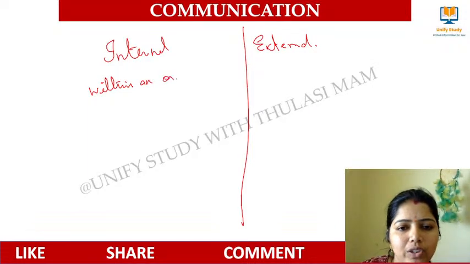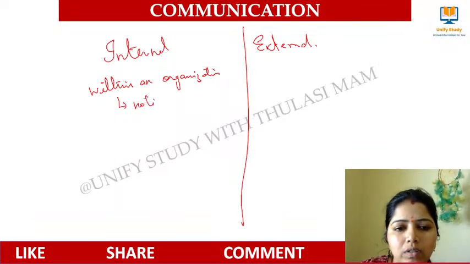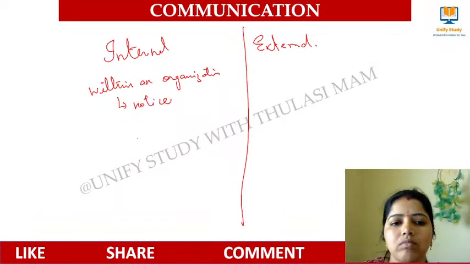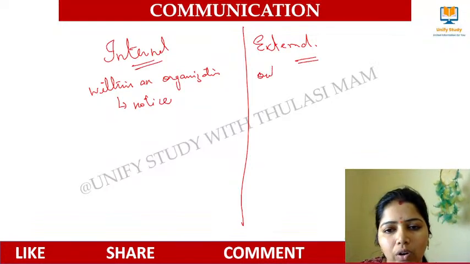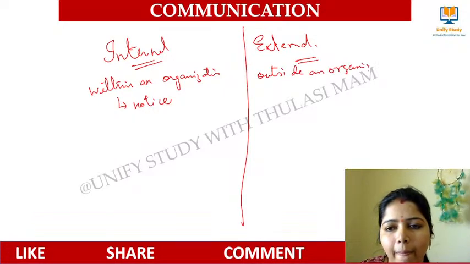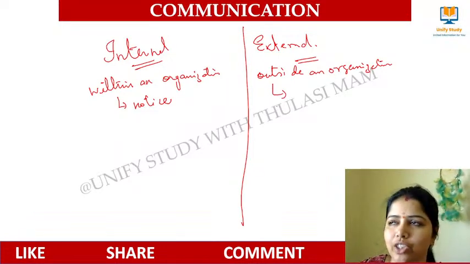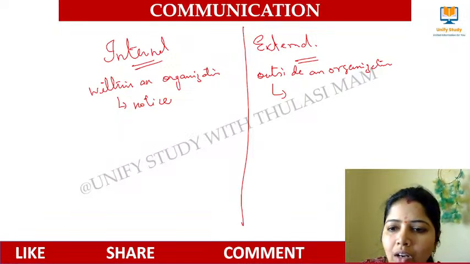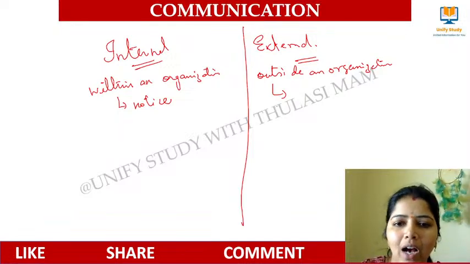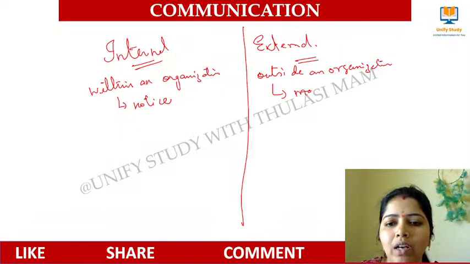I'm working in an organization and I've been given a notice. That's internal communication. External communication is outside the organization. I'm working in an organization, and from another organization I'm getting a requisition letter or any kind of mail. That we call external communication.